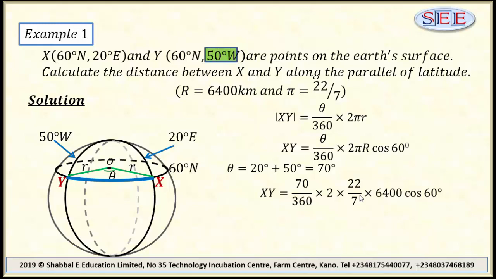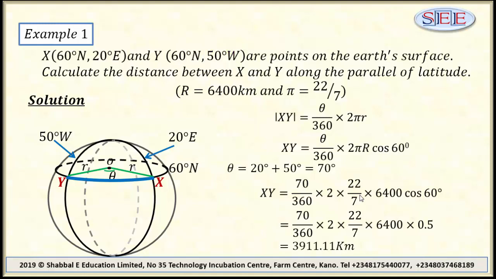So we continue. We'll now get the value of cos 60. The value of cos 60, either from your 4-figure table or from your calculator, is 0.5. So we now substitute cos 60 degrees by 0.5. So finally we will now have 70 over 360 multiplied by 2 multiplied by 22 over 7 multiplied by 6,400 multiplied by 0.5. Evaluating this correctly will now give the distance to be equal to 3,911.11 kilometers. That is the distance between point X and point Y.